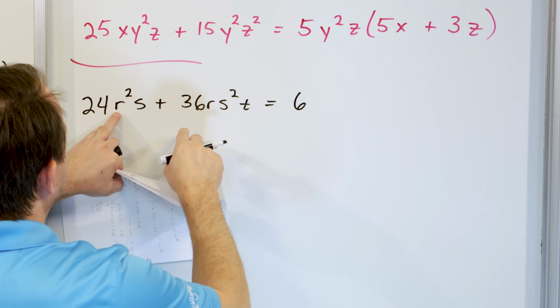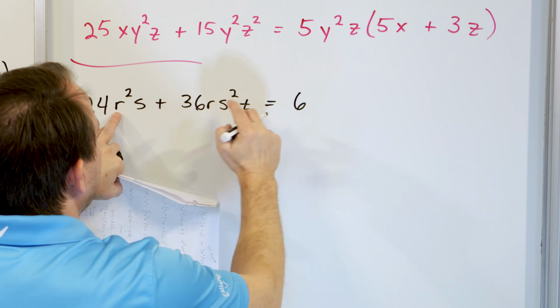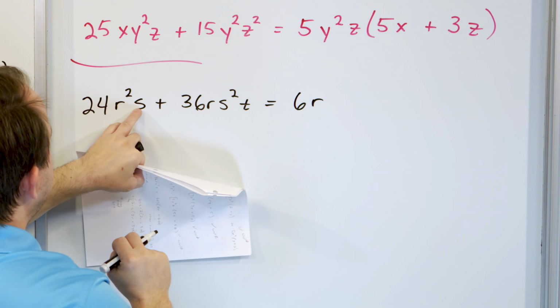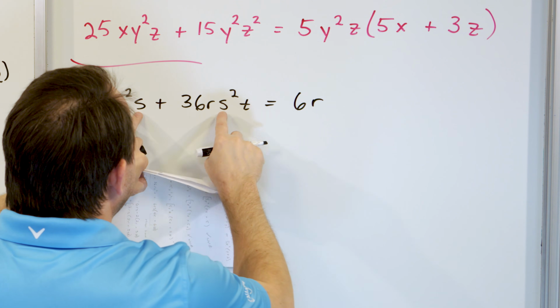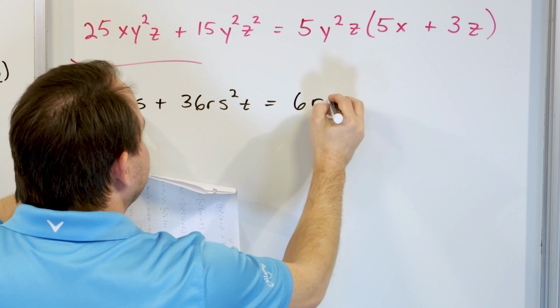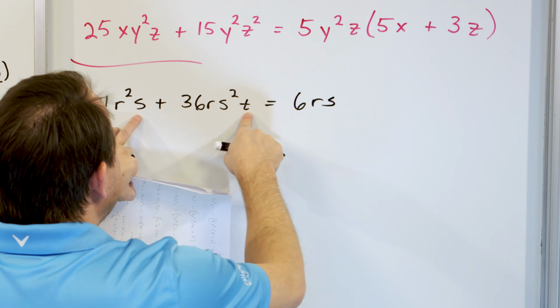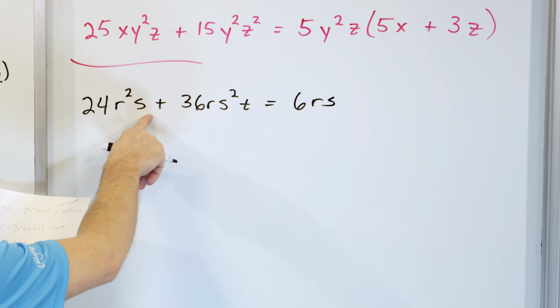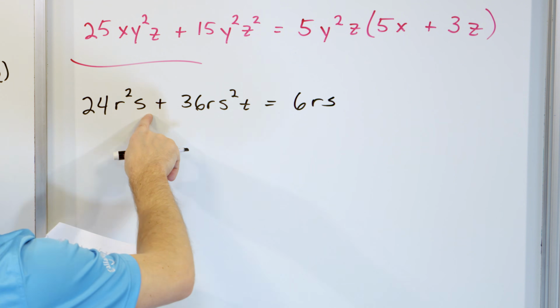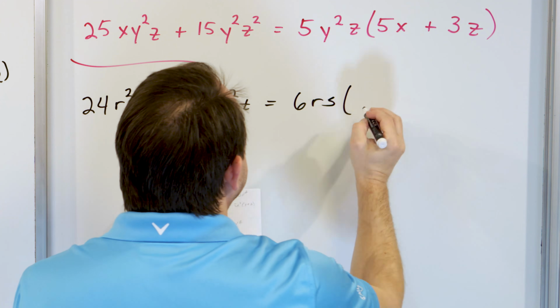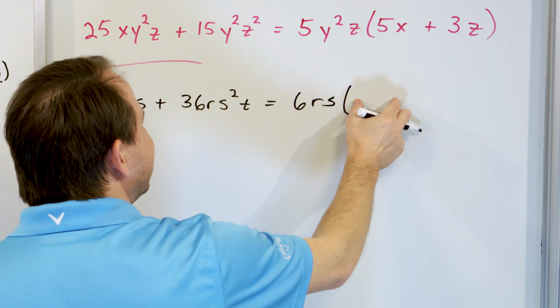And then I look at variables. I have 2 r's here, but only 1 here, so I can only pull 1 out. I have an s here and an s squared here, so I only have 1 here, but 2 here, so I can only pull a single s out. And the t is present here, but it's not present at all over here, so I cannot pull it out at all. So I'm going to pull out 6rs. Now this times something has to give me this.